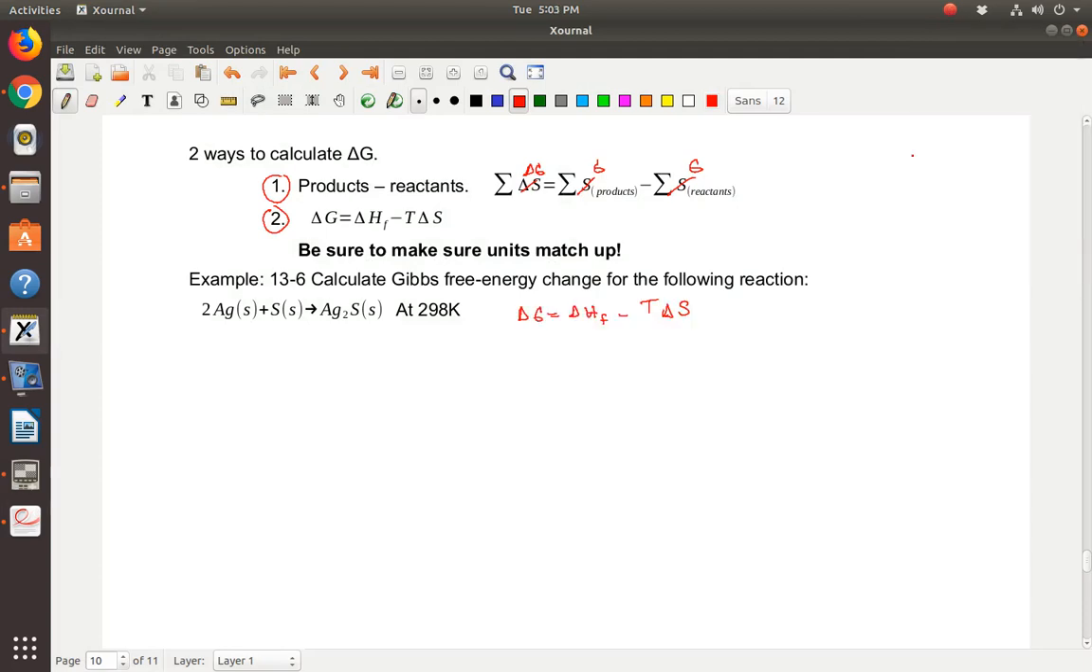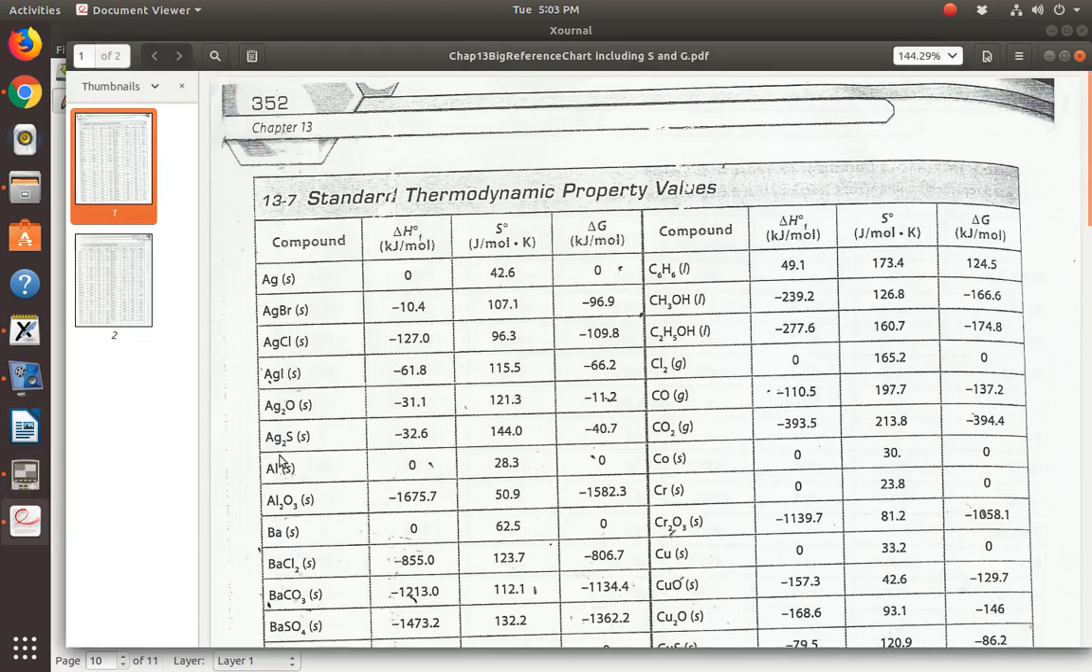So here I went ahead and wrote the formula. Now notice it gives us a temperature, and that's a clue to use the formula that has temperature included. The first thing you need to do is look up the delta H of formation for each one of these things, and the delta S, which is the entropy, using the chart. So we have silver. Now silver is an element, so for all elements, the formation values are 0. So for silver and sulfur, the delta H of formation is 0. We have to look up Ag2S solid and find the delta H of formation for that. So Ag2S solid, the delta H of formation is negative 32.6 kilojoules per mole.